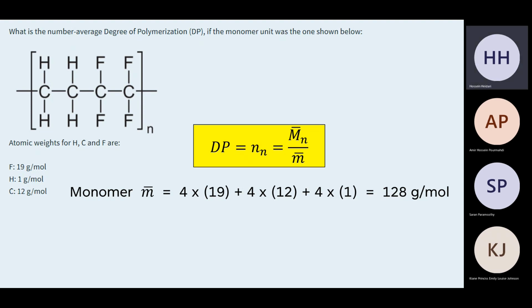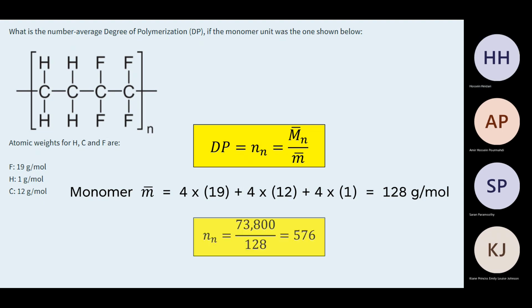And all you have to do is now divide that average molecular weight by the weight of each repeating unit. And this is the DP, the degree of polymerization. So what sort of degree of polymerization is this? Is it weight average or number average? You're using the number average molecular weight, so you'll get a number average DP as well, right?